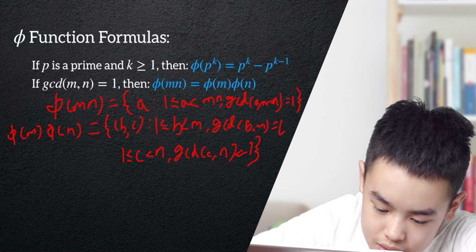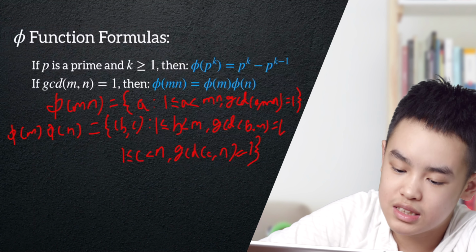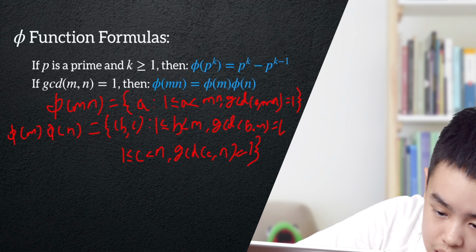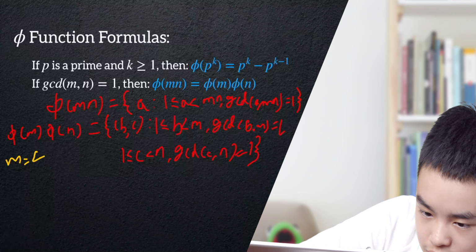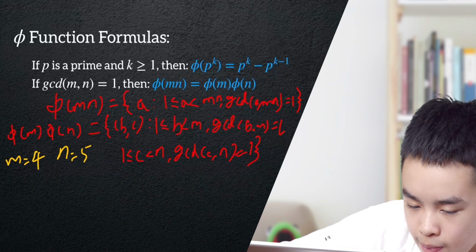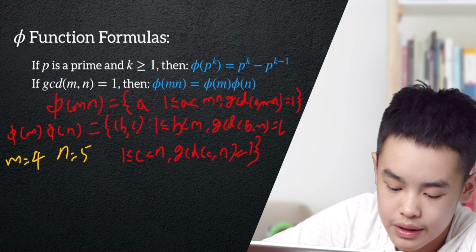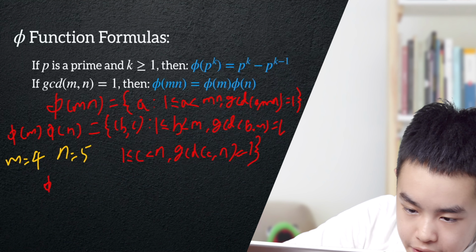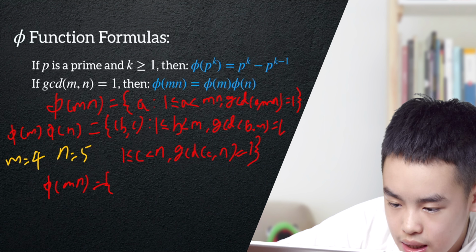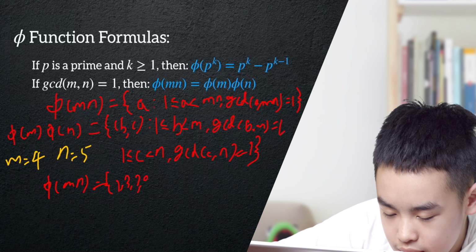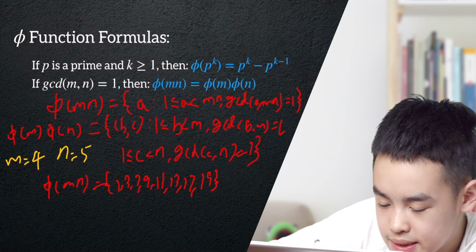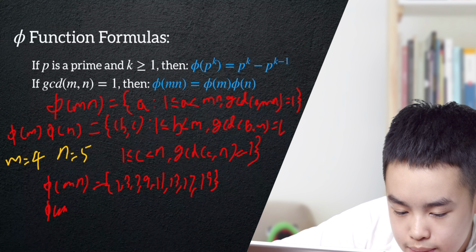Now, we want to actually get on an example, or else just having this, it's already quite complicated. So what we are going to do is set m to 4, set n to 5. Or you can set m to 5, n to 4, whatever. Now phi mn. This list contains 8 numbers, 1, 3, 7, 9, 11, 13, 17, and 19. These 8 numbers.